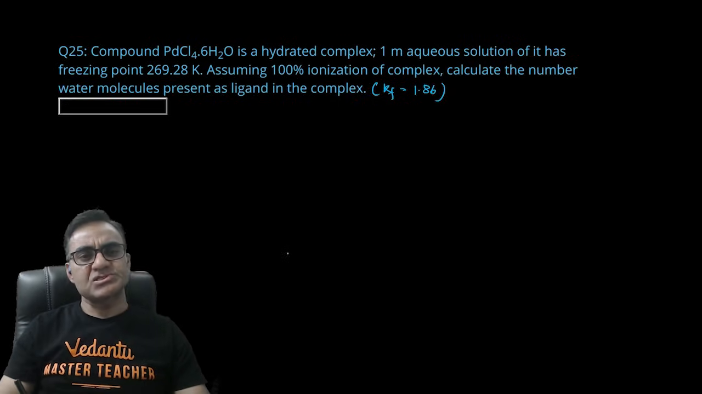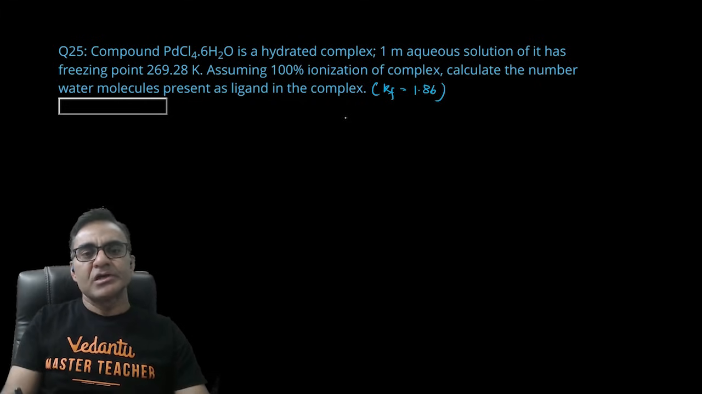Compound PdCl4.6H2O is a hydrated complex. A 1 molar aqueous solution of this has a freezing point of this value. Assume 100% ionization of the complex. Calculate the number of water molecules present as a ligand in the complex.